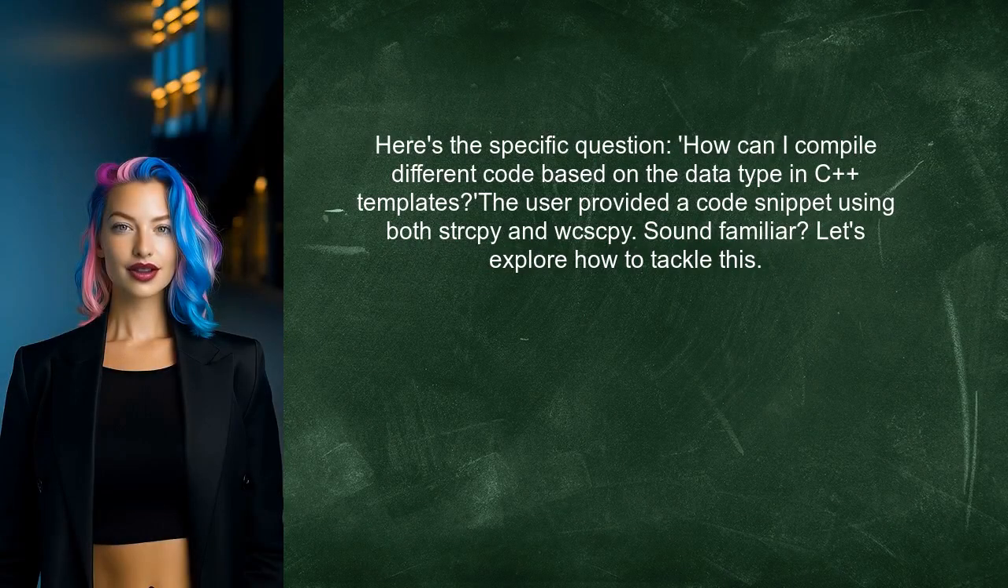Let's dive into the specific question at hand. One user asked, how can I compile different code based on the data type in C++ templates? They provided a code snippet that uses both strcpy and wcscpy, depending on whether the type is char or wchar_t. Sound familiar? Let's explore how to tackle this.